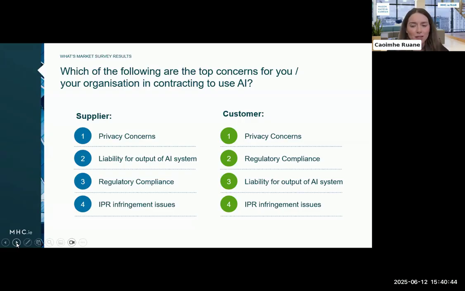But we do expect this to move further up the list in the coming years, particularly as a lot of the supplier terms in the market for the use of AI systems and platforms would be very supplier friendly. So we can see customers' concerns around liability for their outputs becoming higher in that regard. And customers should also be aware of those provisions when considering the use and the risk of AI systems to their businesses. And then lastly, you can see on both sides that IP rights infringement issues are ranking fourth for both at the moment anyway.